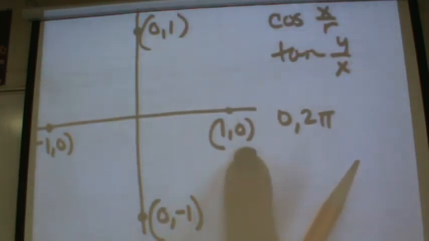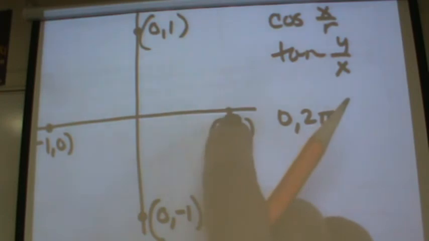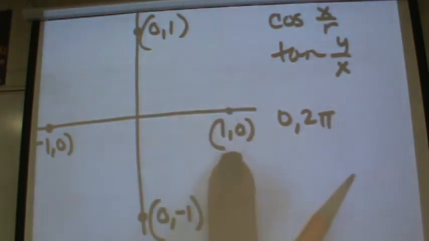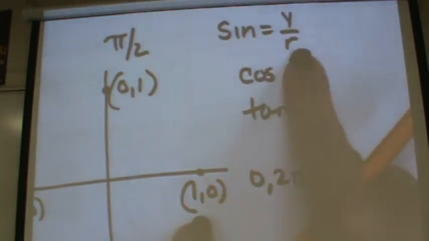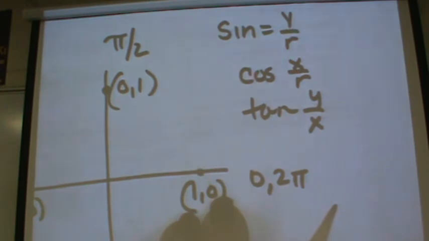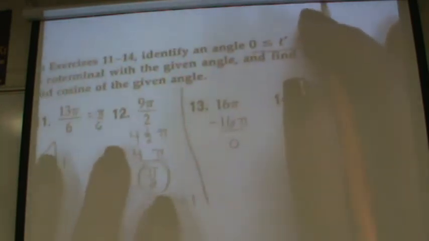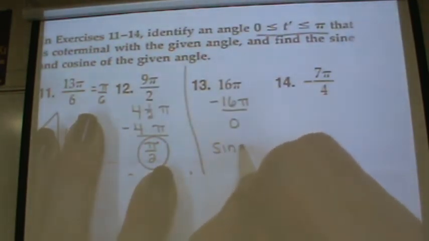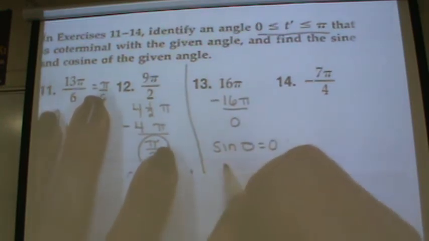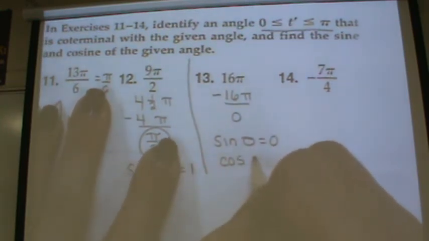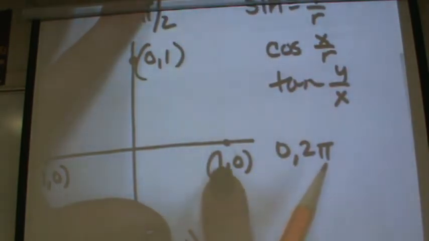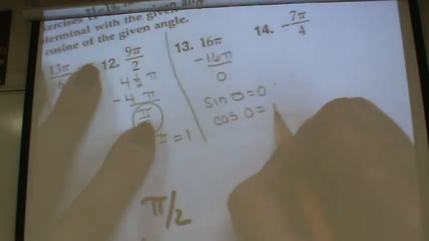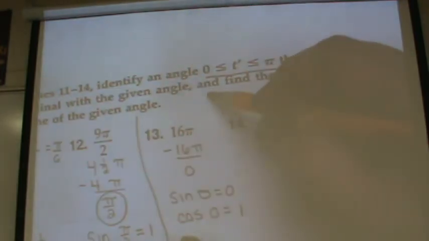So what's the sine at this spot right here? What's the definition of sine? Sine is y over r. The y value is 0 and the r value is 1. What's 0 over 1? And what about cosine? What's the cosine of 0? It'd be 1 over 1, which is 1. And the last one.